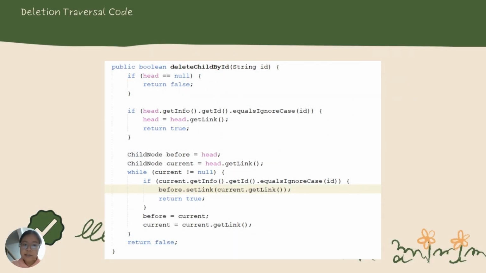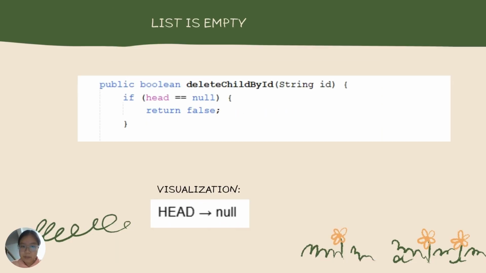So the actual deletion in the linked list uses this method. Let me explain in detail. First, check whether the list is empty. The head represents the first node in the list. If head is null, it means that the list is empty, so there's nothing to delete. The system immediately stops and returns false.